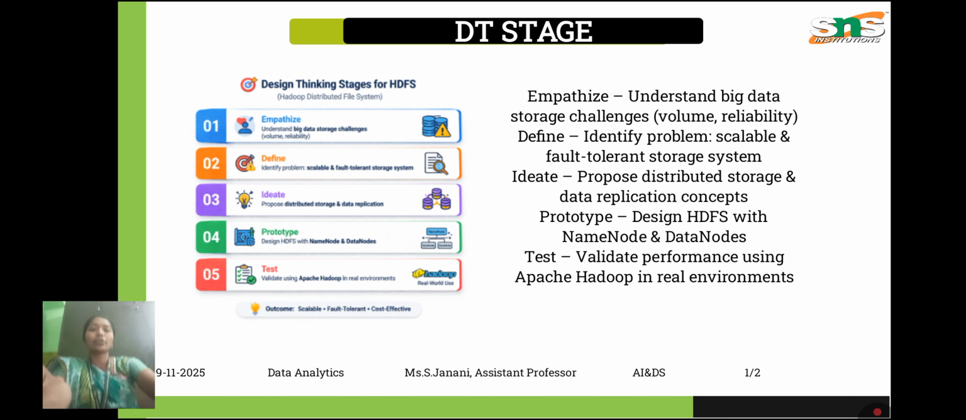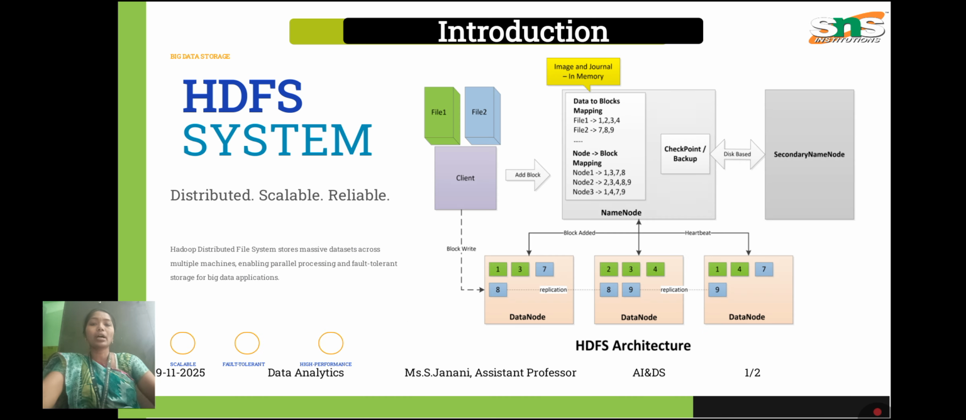So next we are going to see about the Hadoop system. How this Hadoop system works: it mainly focuses upon being distributed, scalable and reliable. So this is the format for the Hadoop data systems.